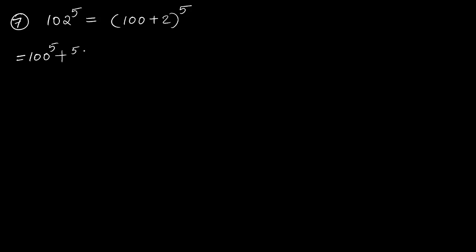I have already discussed this. Let me write all the terms. If you don't understand a term, you can tell me. 100 raised to 5 becomes 100 raised to 4, and the 2 comes here. 5c1 becomes 5c2. 100 raised to 4 becomes 100 raised to 3. 2 becomes 2 square.